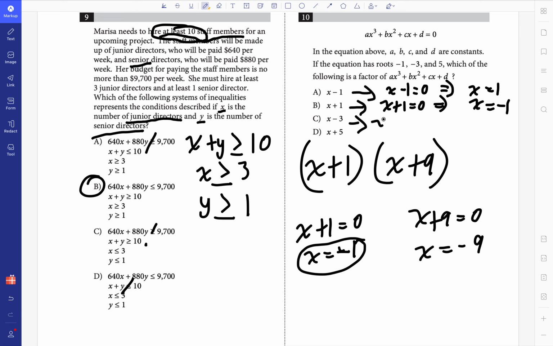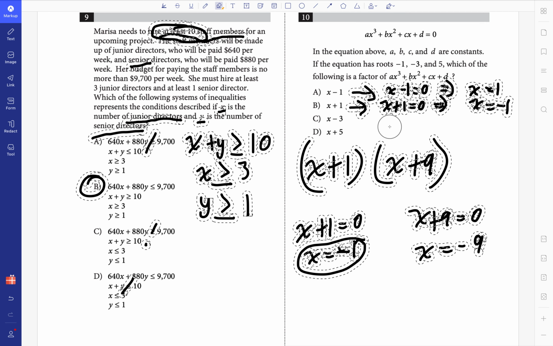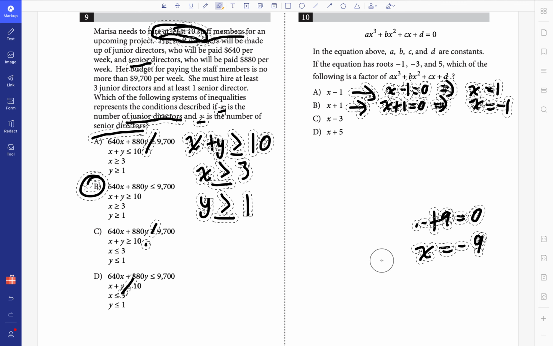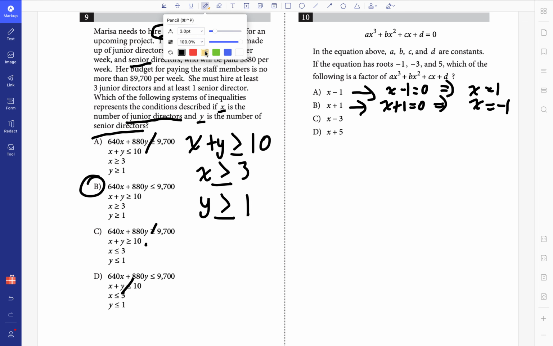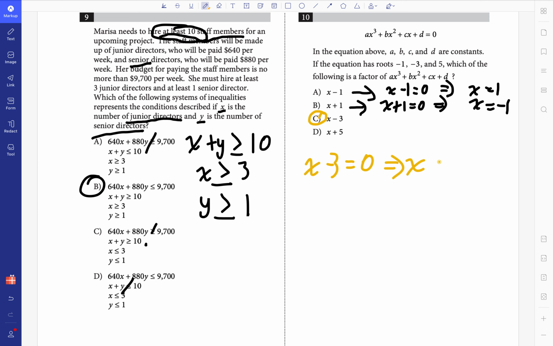Over here with this x minus 3, I'm doing this wrong for one reason. I have the advantage of colors. I need to use them. I should have done each one of them in a different color. So let's say C is this yellow. So x minus 3 equals 0. Therefore, x equals 3. That's not one of our roots. So C is wrong. And then here, x plus 5 equals 0. Therefore, x equals -5. Also wrong. So the only correct one is this one right here, which was B.